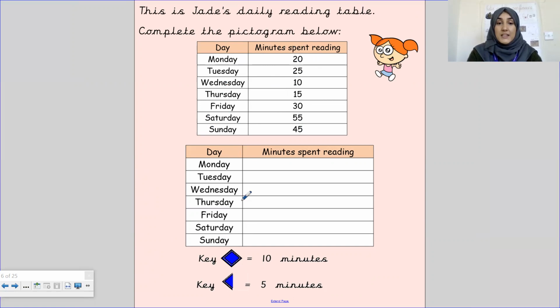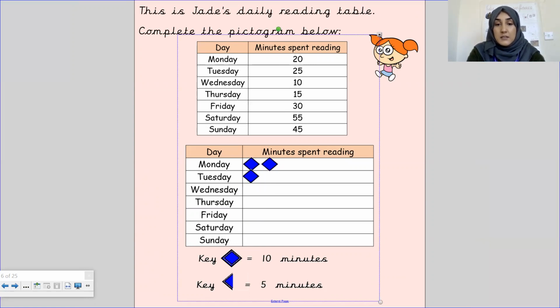Now, using these diamonds. So we've got 1 diamond, which equals 10 minutes, and half a diamond, which equals 5 minutes, complete the key. So let's do this together. On Monday, it's 20. So that's 10, 20. There you go. That one is complete. Next, on Tuesday, it's 25. So I've got 10. Remember, when we're doing a pictogram, it needs to be nice and neat.